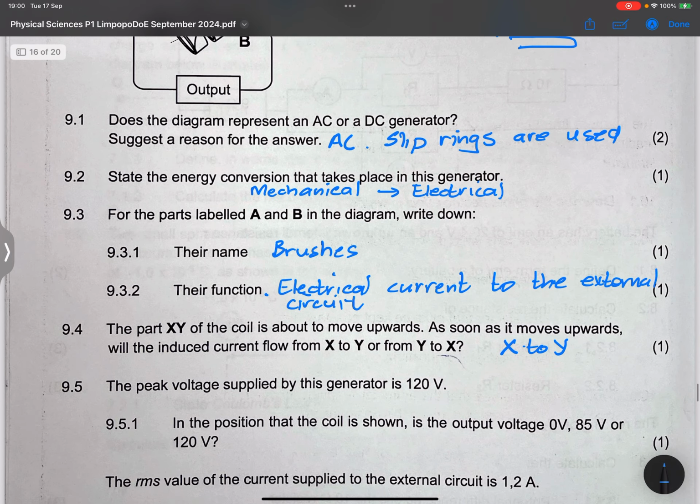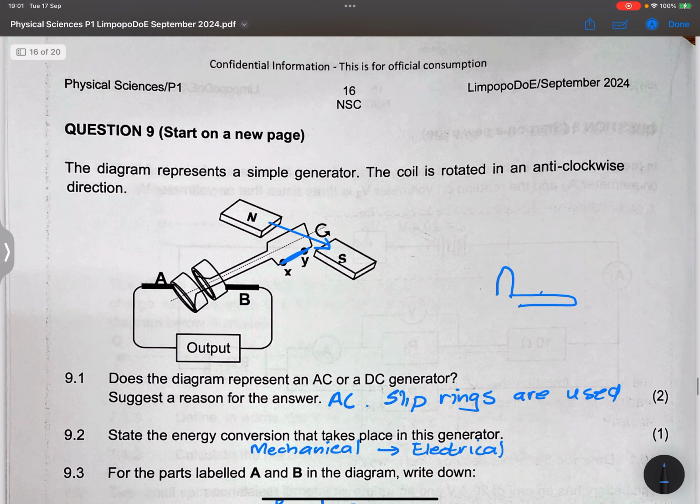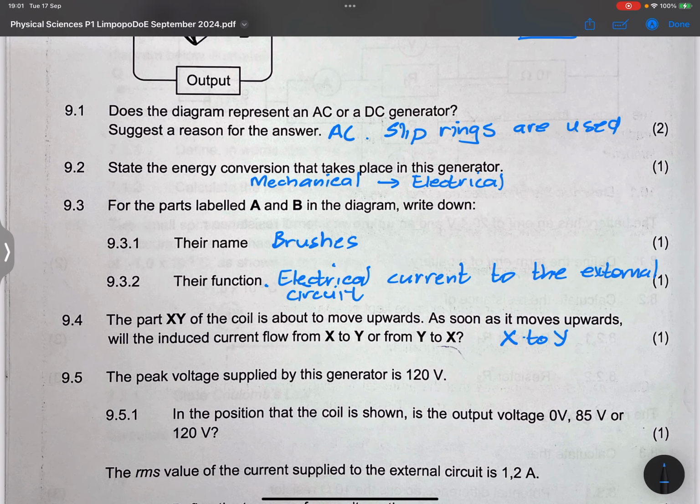And then they say the peak voltage supplied by this generator is 120 volts. In the position that the coil is shown, is the output voltage 0, 85 or 120? Remember that the peak voltage will only be experienced when the armature is perpendicular to the field, and minimum when it's parallel. But this time around, I think it's somewhere in between. I'm struggling with this drawing, but in which case, it will be between 0 and 120, so I will pick 85 volts.